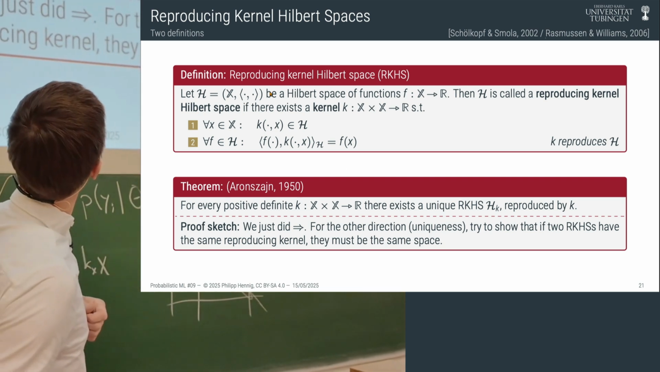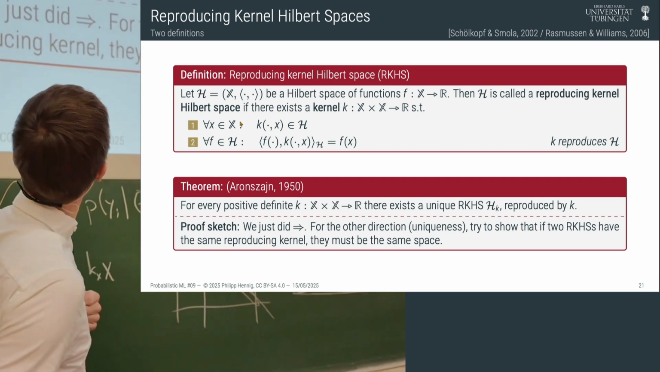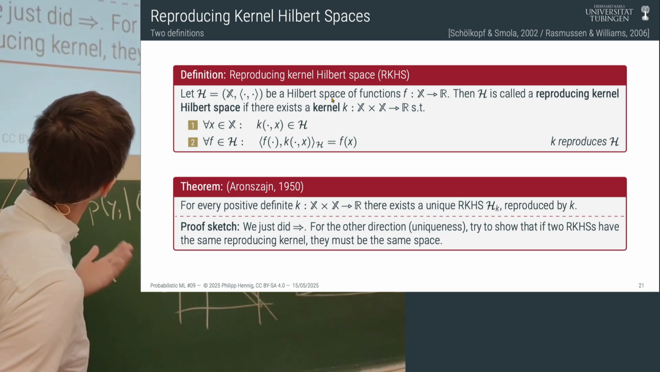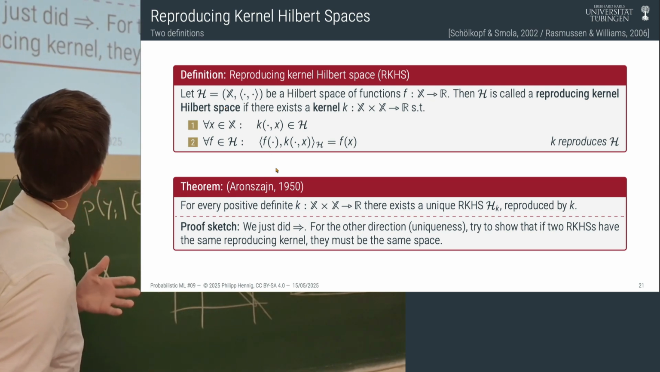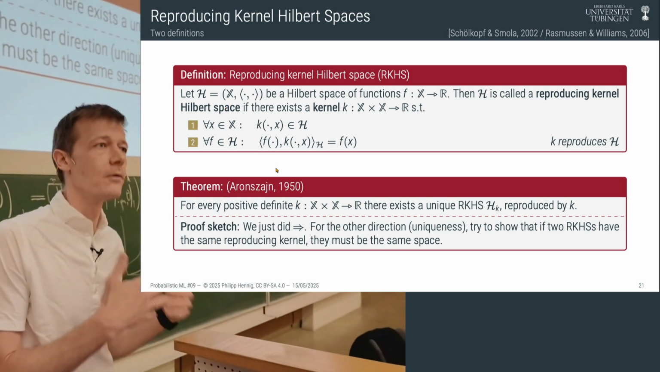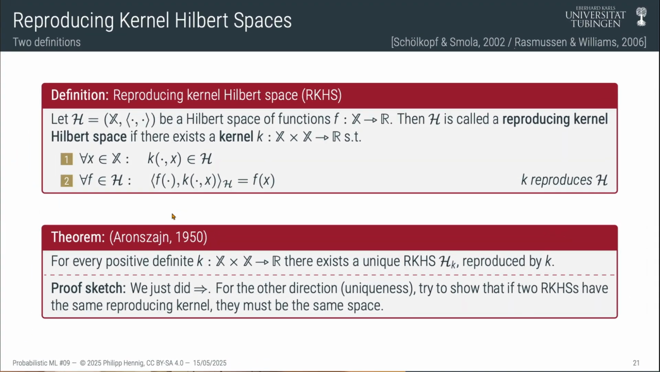Here's the definition of reproducing kernel Hilbert spaces. A reproducing kernel Hilbert space is a Hilbert space which has this special function k which reproduces it. It's literally just what we just did. That's it. There's nothing new.